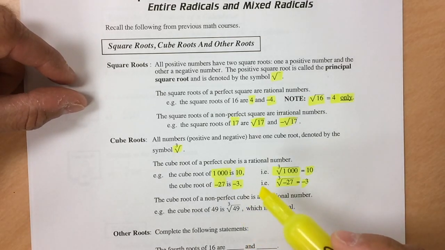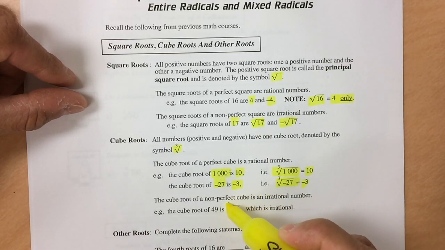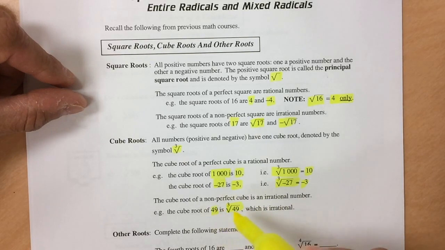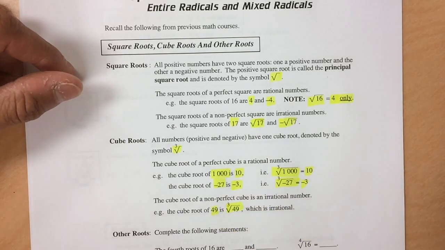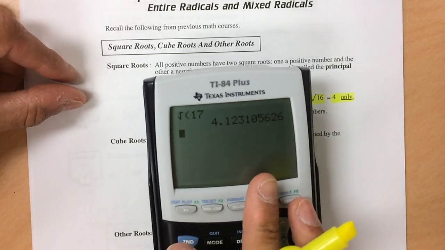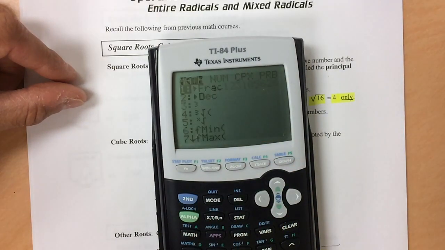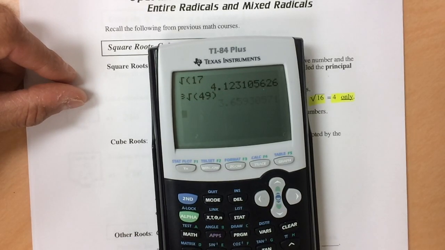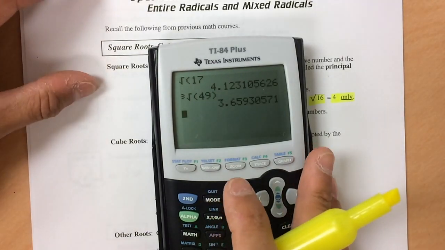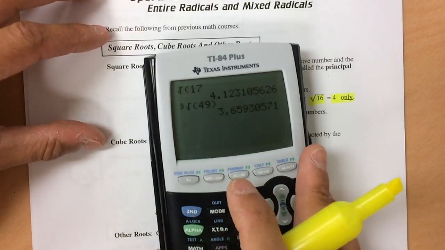The cube root of 49 is just the cube root of 49. So this is not a perfect cube, right? So the cube root of a non-perfect cube is an irrational number. So again, if we were to go to our calculator, use the math button, and choose option 4, and then type in 49, we're going to get an irrational number, a number that cannot be represented as a fraction or terminating decimal.